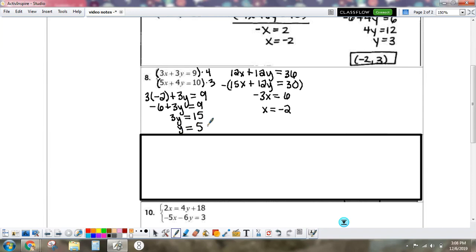And when you solve, you should get y equals 5. So that means my ordered pair here is negative 2, 5. There we go. Try 9.